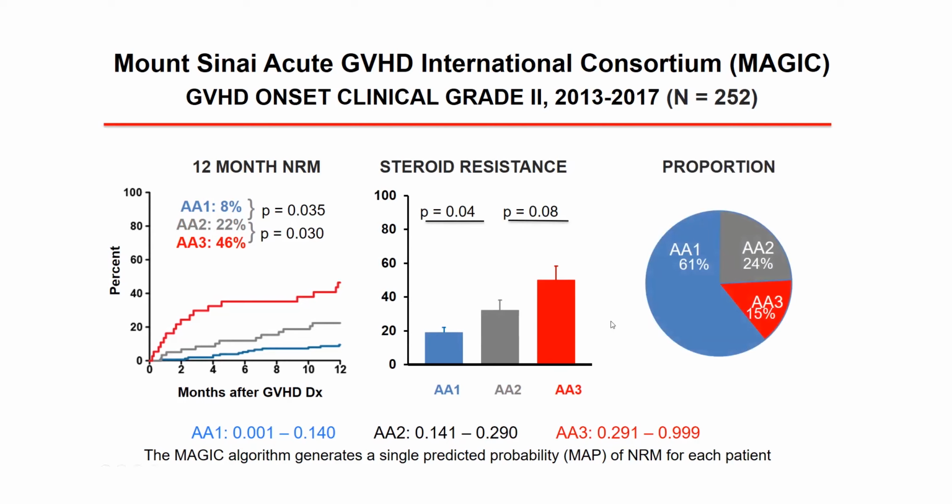And what you can see here is that over 60% of the patients are actually in the low risk group, Ann Arbor 1. About a quarter are Ann Arbor 2, and 15% are Ann Arbor 3. So for this group of patients, the 61% low risk, they could either use low dose steroids or maybe even a non-steroid treatment, whereas the intermediate and high risk group should have something in addition to steroids because their mortality and risk of severe GVHD is much higher.